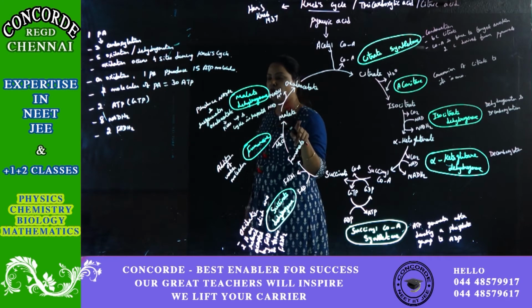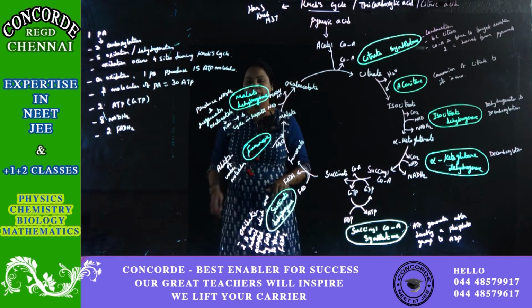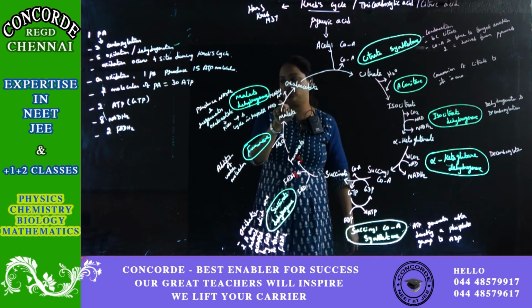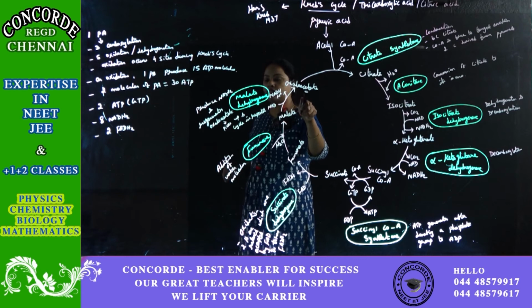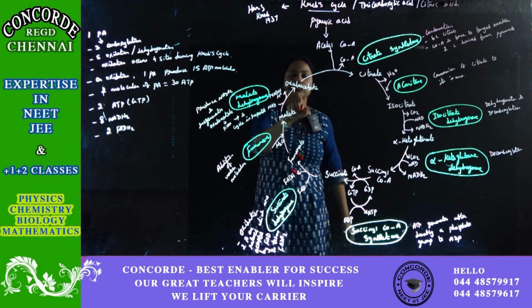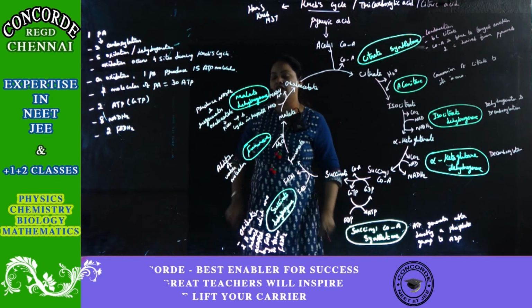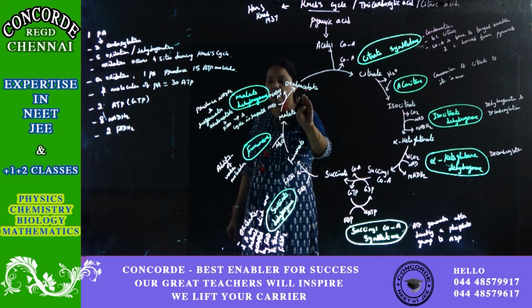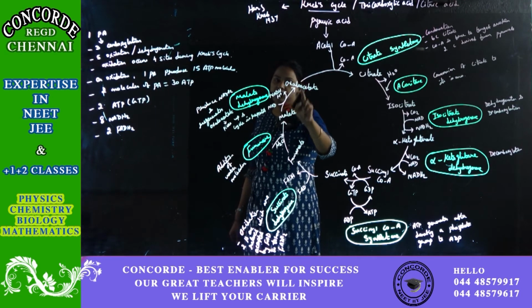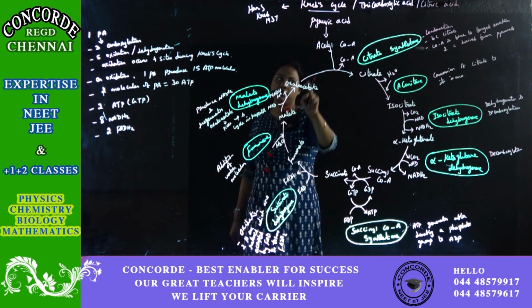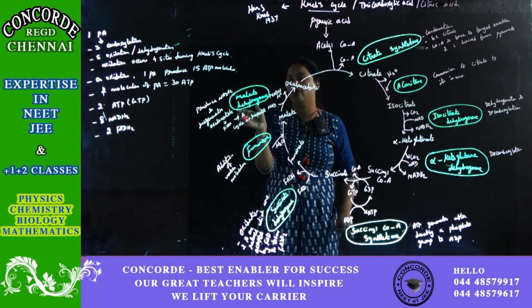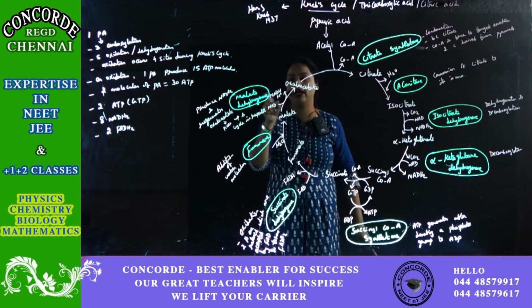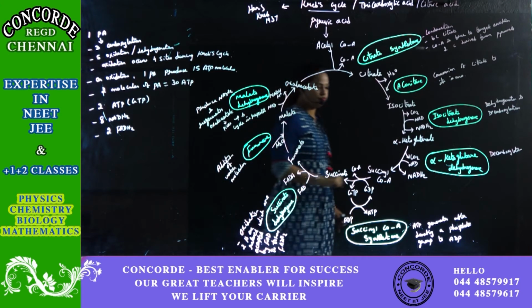Once it produces the malate, this will produce NADH2, and that regenerates oxaloacetate, and this oxaloacetate picks up and the cycle is repeated. For that, the required enzyme is malate dehydrogenase.